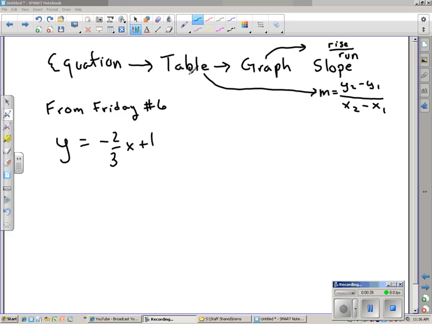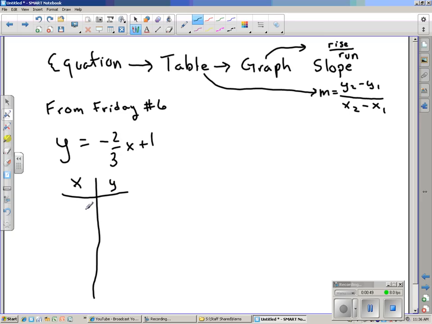You converted it to a table. But for tonight's homework, I'm not going to give you the table. You have to come up with values that will actually work on the table. In the past, I told you to plug in 1, 2, 3, 4. Well, what's the problem if I plug 1 into this equation? 1 times negative 2/3 is going to give me a fraction answer. I'm not going to use 1 on my table because I don't like working with fractions.